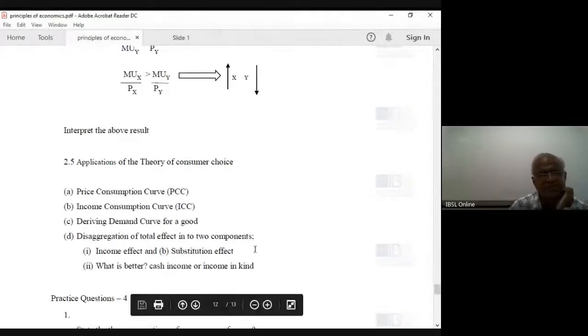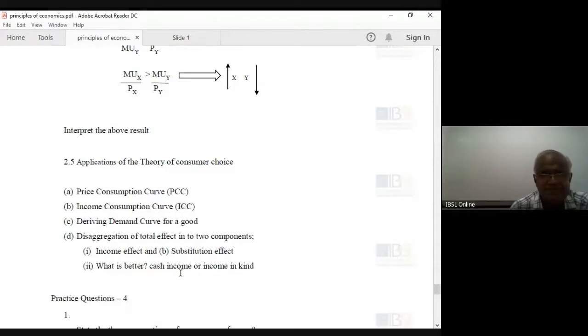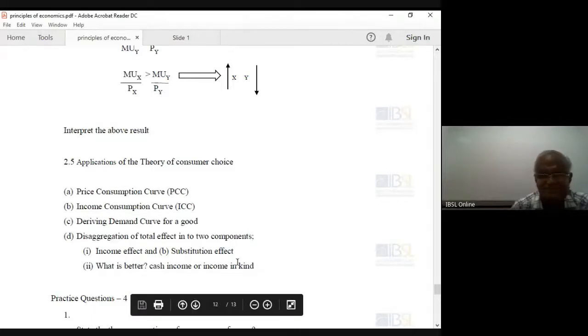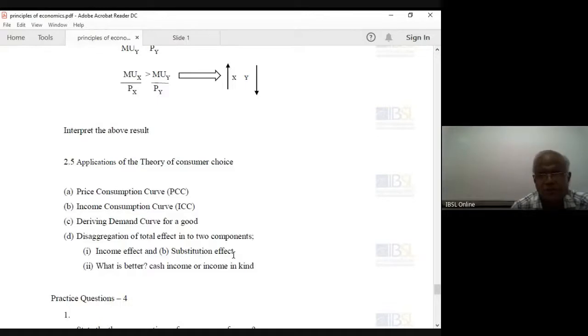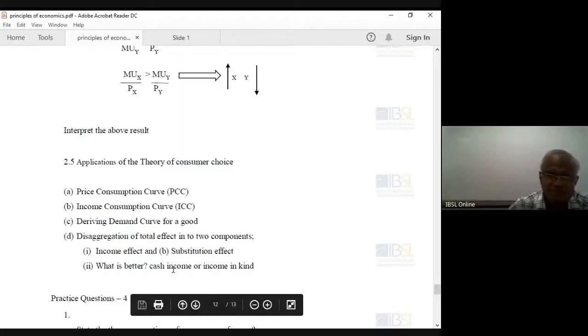Right. Now this we discussed: PCC, ICC. We derive the demand curve from this. I didn't draw the diagram, but I discussed what is income effect, what is substitution effect. The last one is microeconomic policy application. What is better policy? Cash income or kind income? We said cash income. Why is that? Cash income enhances consumers' independence, consumers' likes and dislikes, the consumer sovereignty. If you give income in kind, you have to stick to that particular policy, like 10 kilograms of rice. But with cash income, it is up to the consumer. Therefore, that is a better policy.